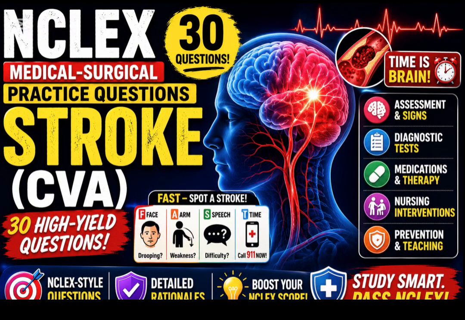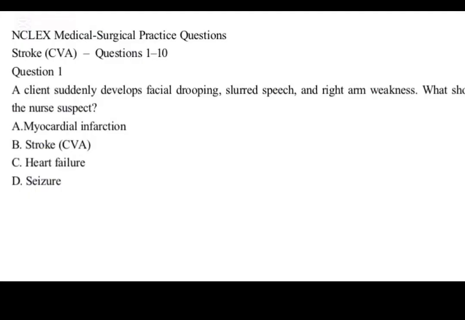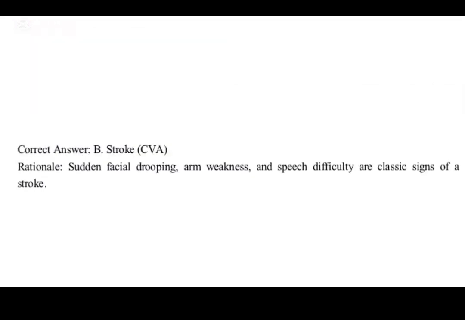Let's practice 30 NCLEX-style questions with detailed rationales. Question 1. A client suddenly develops facial drooping, slurred speech, and right arm weakness. What should the nurse suspect? A. Myocardial infarction. B. Stroke, CVA. C. Heart failure. D. Seizure. Correct answer, B. Stroke, CVA. Rationale: sudden facial drooping, arm weakness, and speech difficulty are classic signs of a stroke.